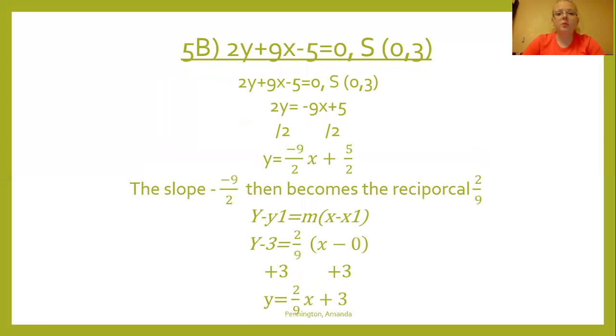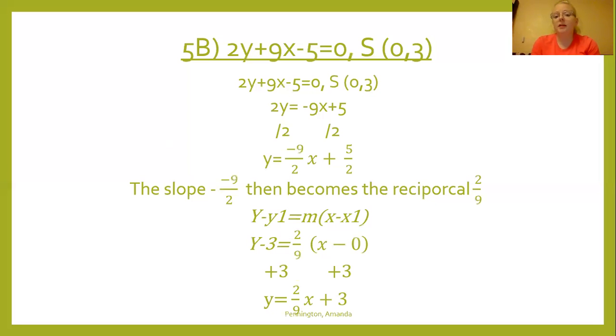And then we have 2y plus 9x minus 5 equals 0, and the point is going to be our coordinate of (0, 3). So we know that we need to get y by itself. It has to be by itself for us to solve, to get our slope. So we're going to keep the 2y, and we're going to move the positive 9x minus 5 to the opposite side of the equal sign. So we're going to have to change all those signs. So that positive 9 becomes a negative, and that minus 5 becomes a positive 5. So we got 2y equals -9x plus 5 now.